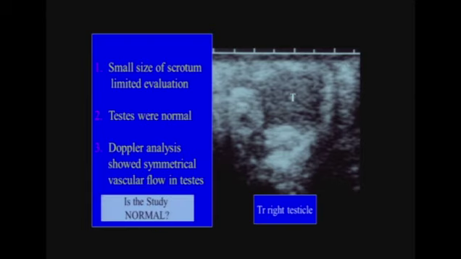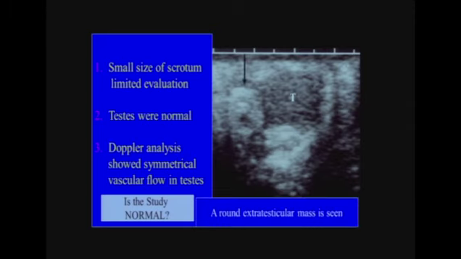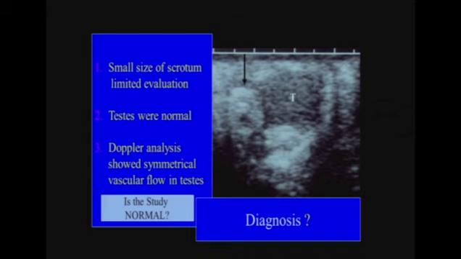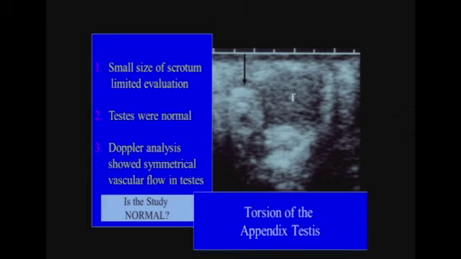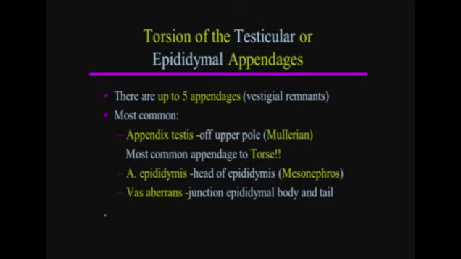So the question is, is the study normal? And the answer is that there is a round extratesticular mass that should not normally be seen. It's pointed to by the black arrow. The diagnosis is torsion of the appendix testes, and we'll discuss this. Torsion of the testicular or epididymal appendages.